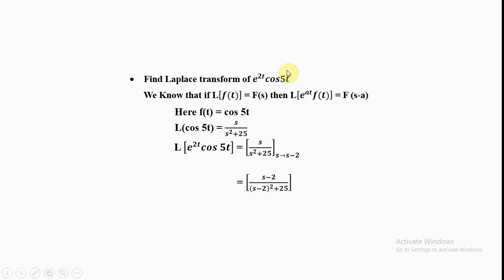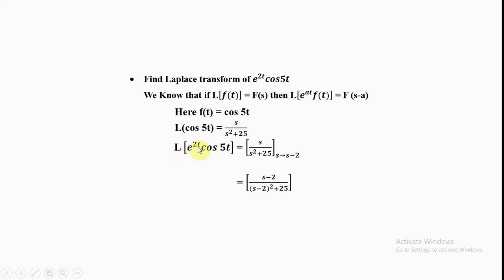We go to the next problem. Find Laplace transform of e raised to 2t into cos 5t. We know that by shifting theorem, if L of f of t equals F of s, then L of e raised to at into f of t equals F of s minus a. So we can see how we can do this problem. Here f of t equals cos 5t. So what is the Laplace transform of cos 5t? Cos 5t Laplace transform is s by s square plus 25.